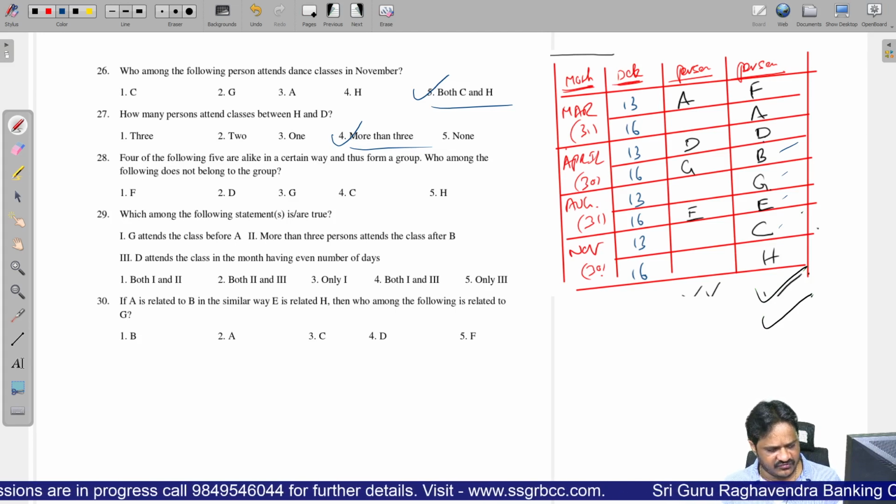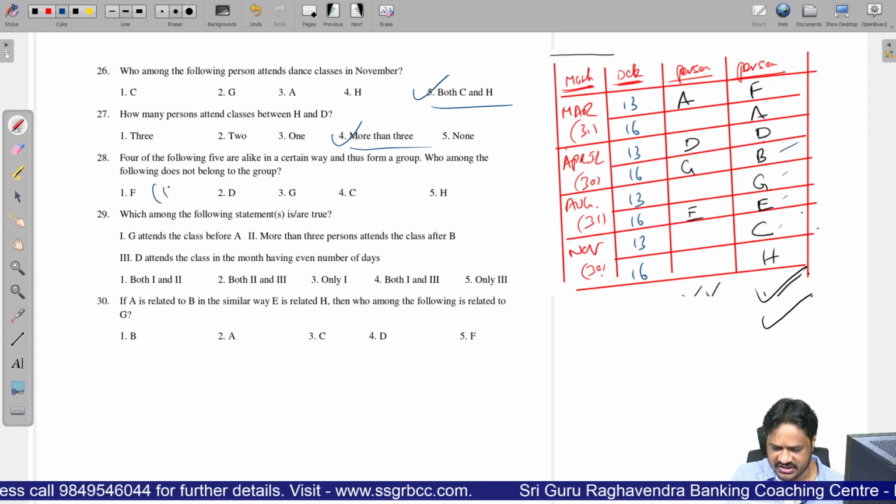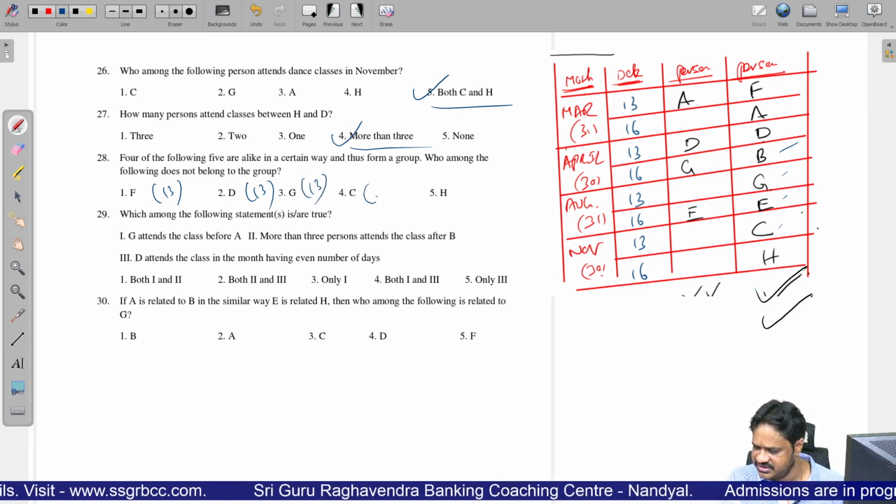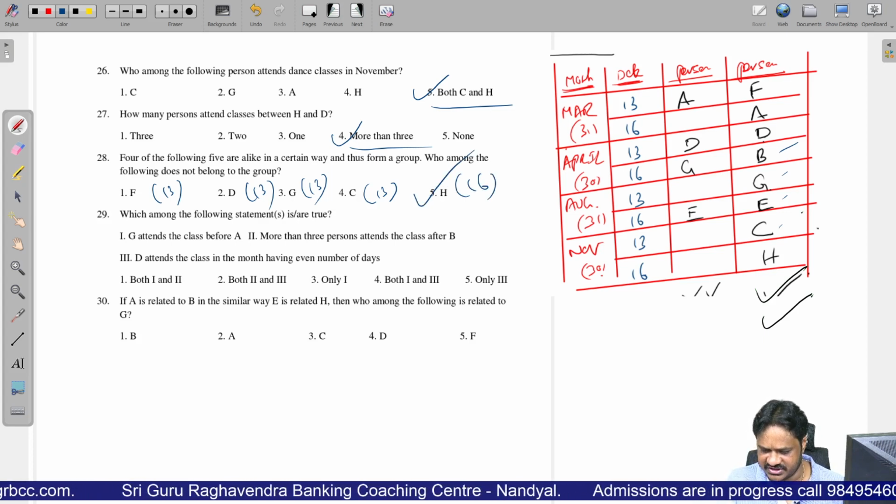4 of the following 5 are alike in a certain way and form a small group. F, you have to see the date, 13th. D, it is also 13th. G is also 13th. C is also 13th, whereas H is on 16th. Which of the following statements is true?